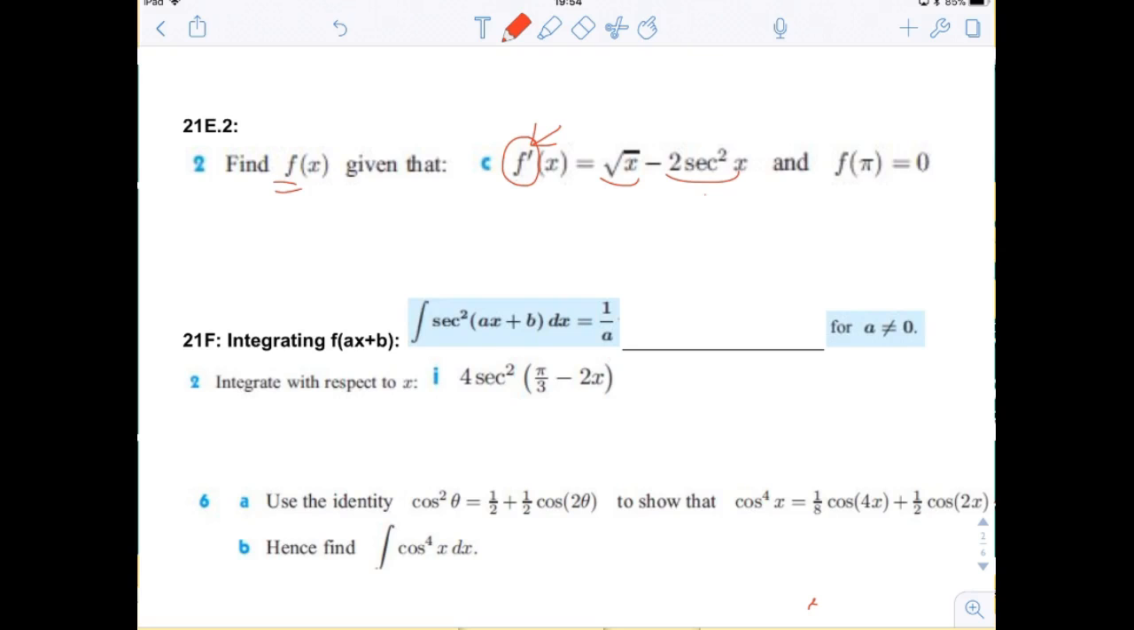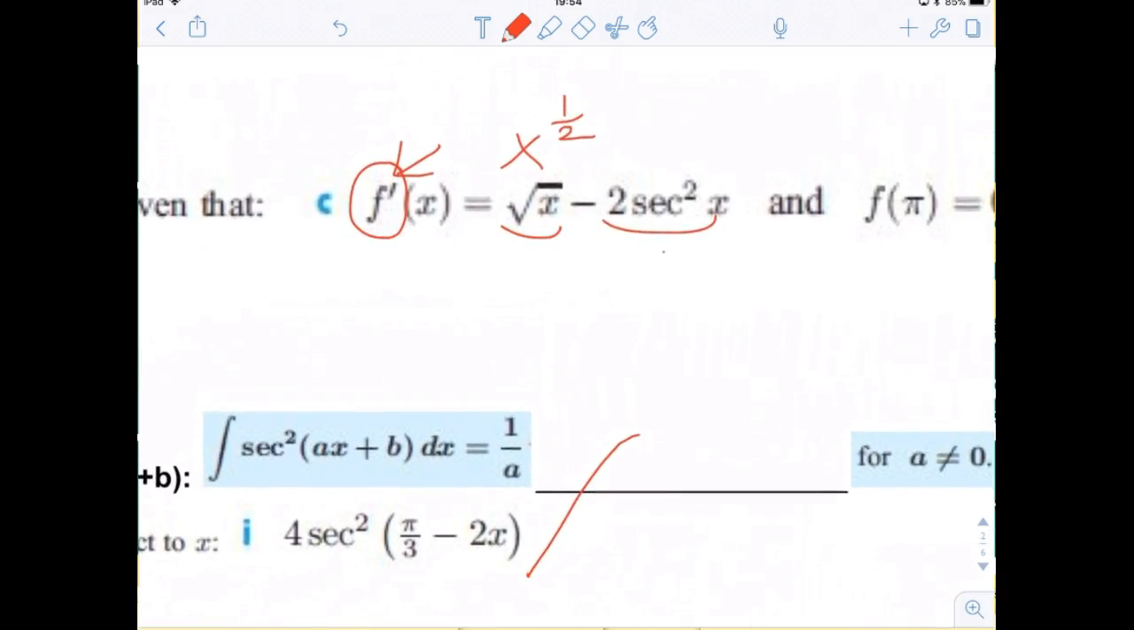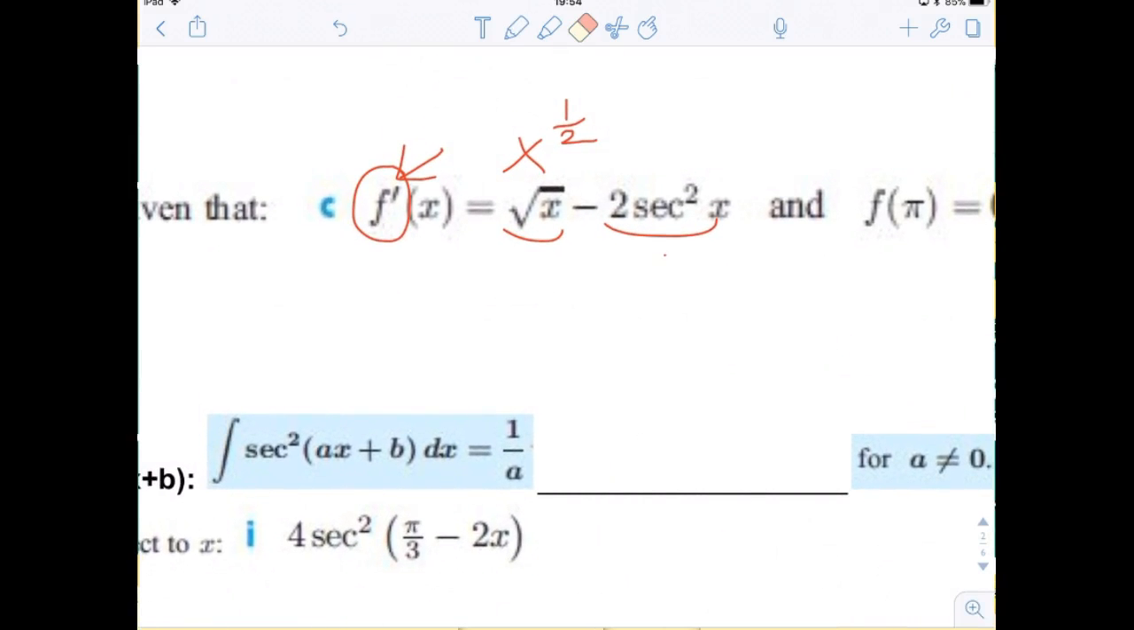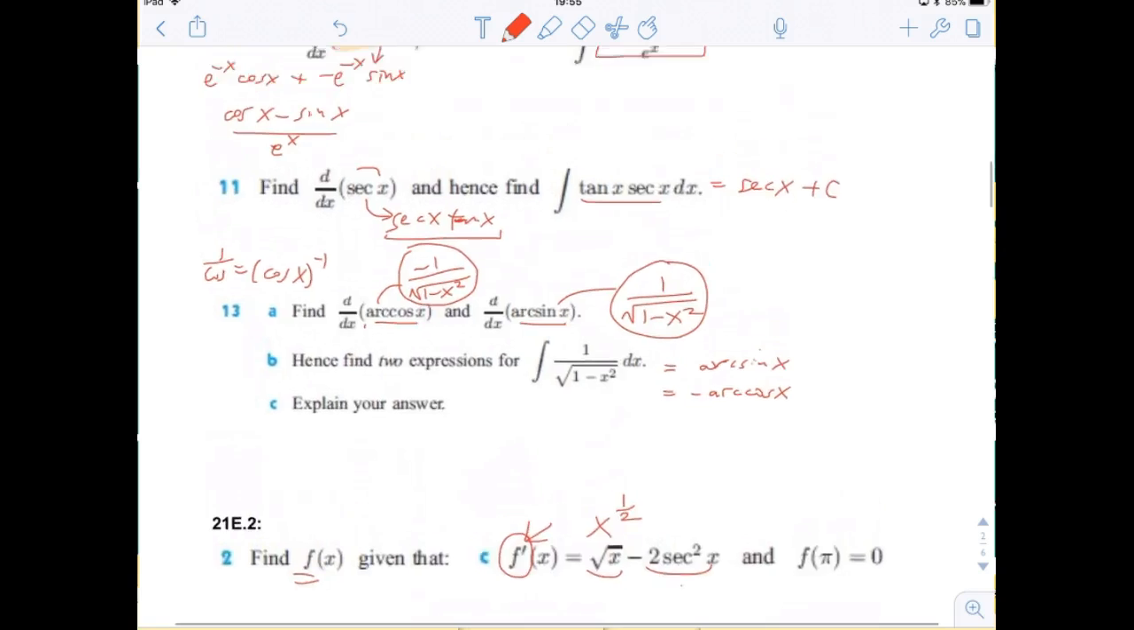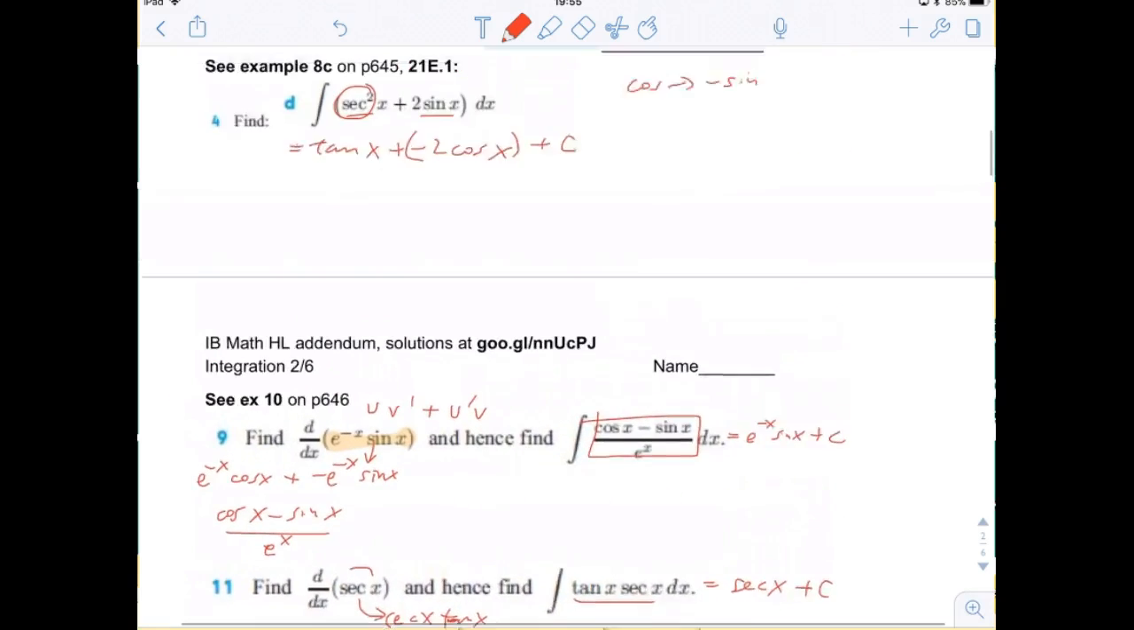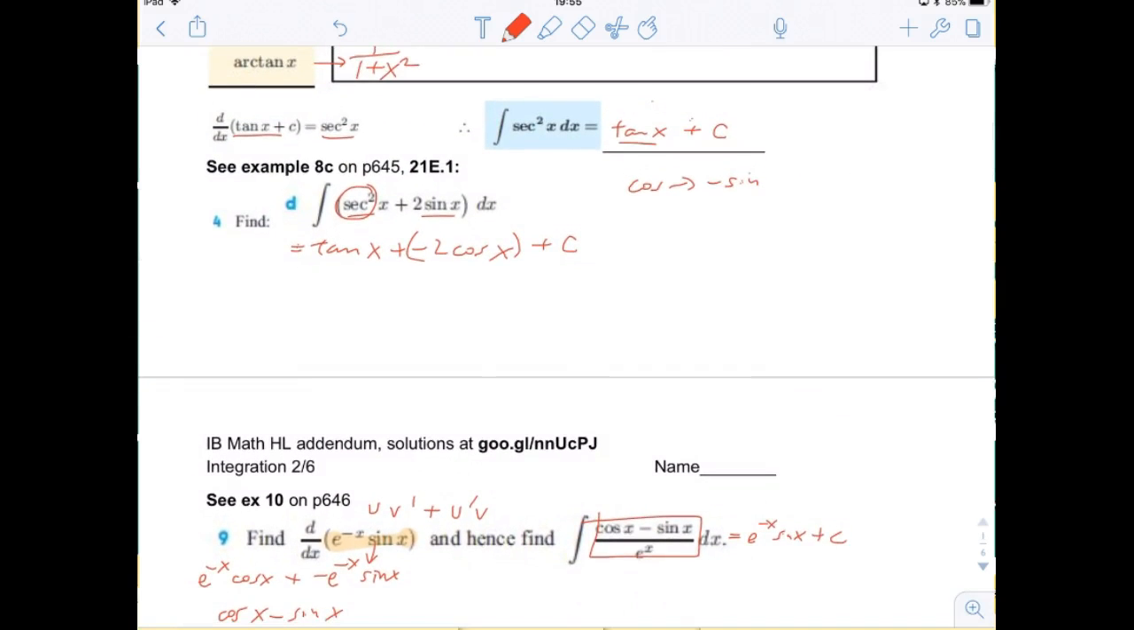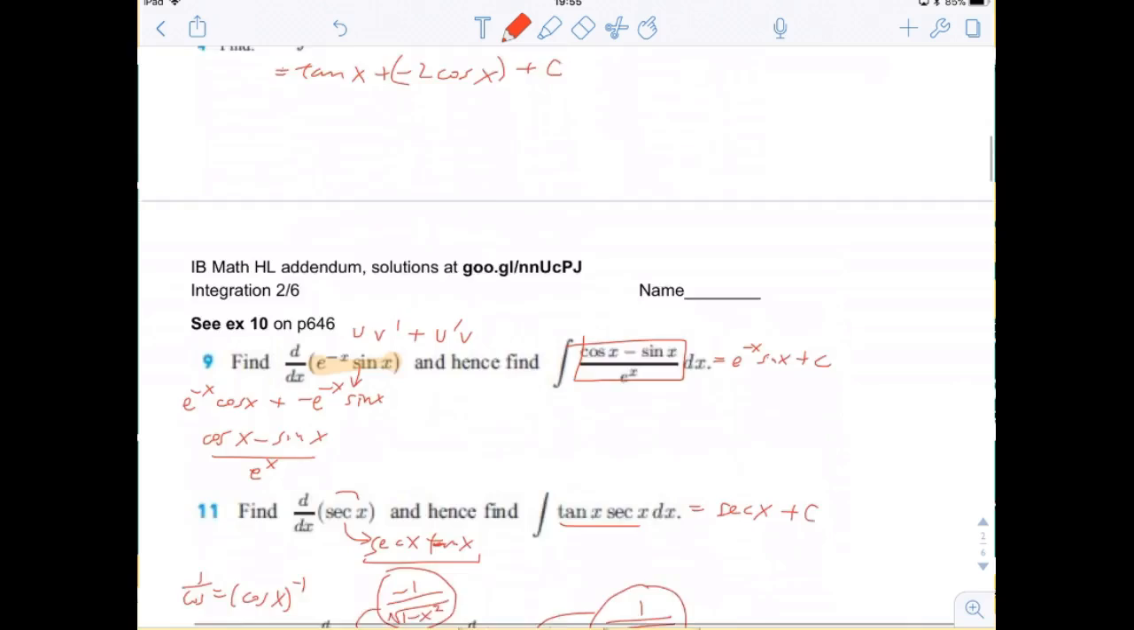So the integral of that, let's rewrite the square root of x as x to the 1/2, and then we can use the power rule on it, right? And then we need to take the integral of secant squared. I believe that the integral of secant squared is tangent because the derivative of tangent is secant squared. Let's go up and make sure that that's what we saw earlier, right? Yeah, the derivative of tangent is secant squared.